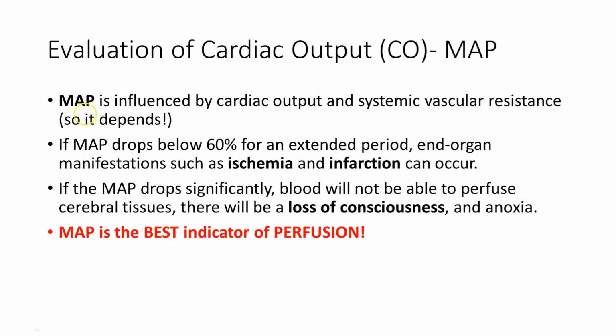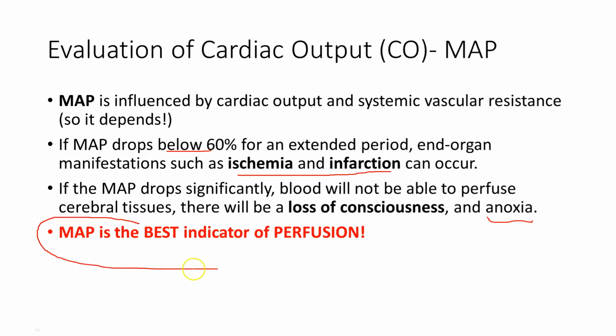So we know then that MAP is influenced by cardiac output and SVR, because that's going to be our calculation for blood pressure. Blood pressure equals cardiac output times systemic vascular resistance. We talked about if it drops below 60, you have ischemia or infarction. If it drops significantly, blood is not going to be able to maintain perfusion to your cerebral tissue. You will have changes in LOC and probably some sort of brain anoxia.